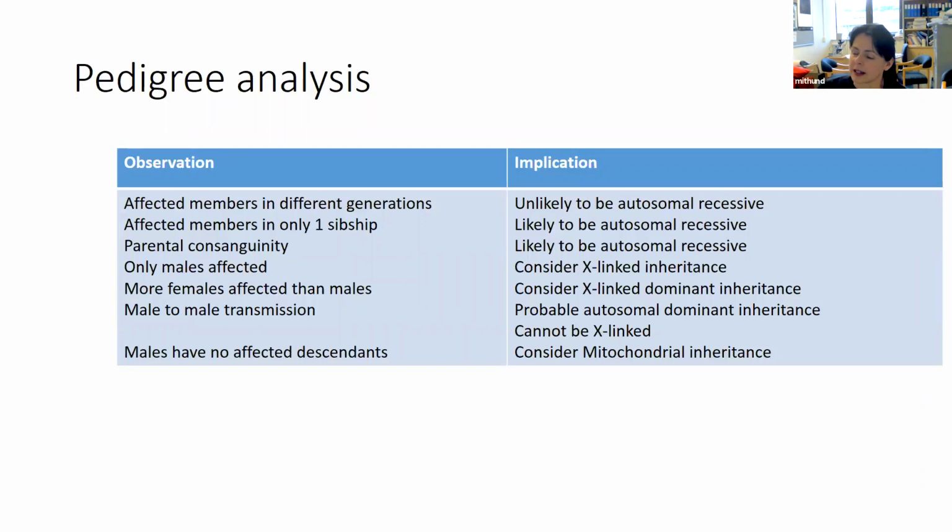So this is, again, just some key facts. If you have affected members in different generations, it's not going to be autosomal recessive. Affected members in one sibship is probably going to be recessive. Parental consanguinity, probably recessive. Males affected, probably X-linked. More females, X-linked dominant. Male-to-male transmission won't be X-linked because obviously there's no X chromosome involved here, so it'll be either Y-linked or, more likely, autosomal dominant. And if a male has no affected descendants, then you might want to think about whether it's mitochondrial inheritance.